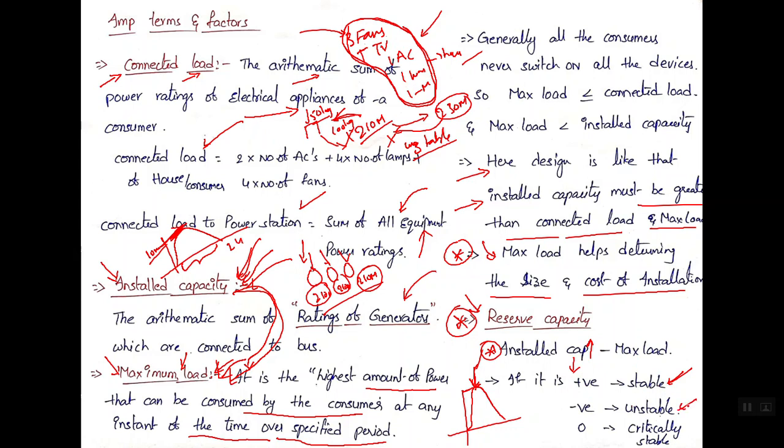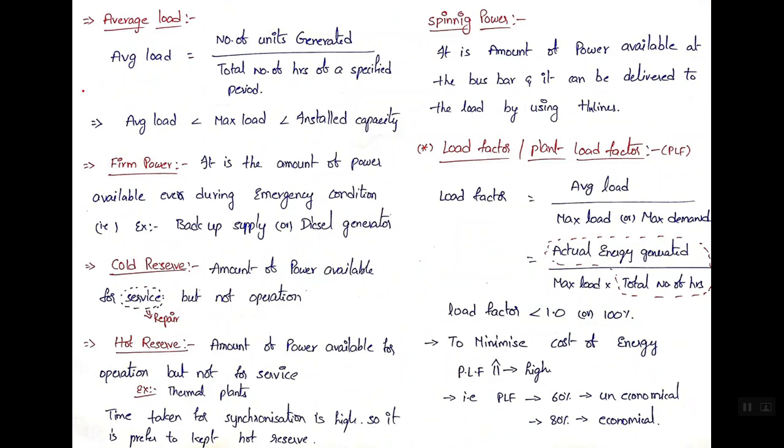Okay. And the next one, the definitions. These are very easy definitions. You can easily get these definitions. I think there is no need of explanation, but I will give a small introduction. Average load. Average load is nothing but the number of units generated divided by the total number of hours in a specified period. For example, if they give daily, we have to select 24 hours. If they give annually, we have to select 365 days into 24 hours, like that.